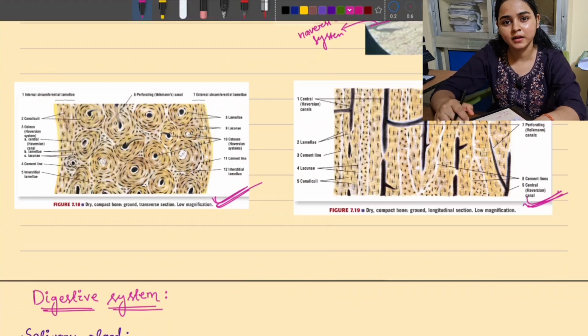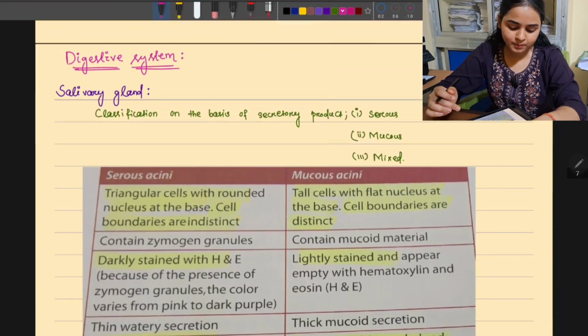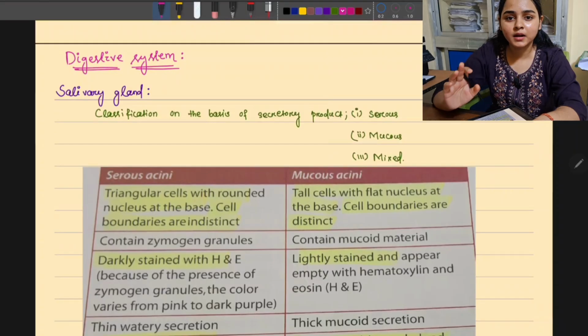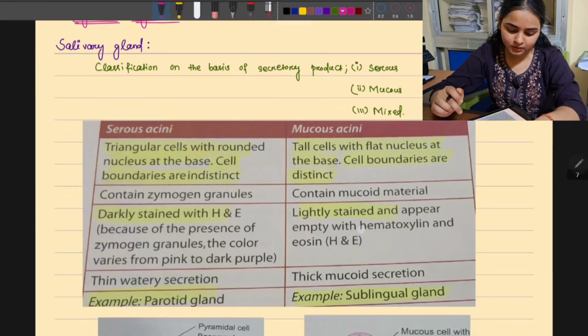Okay, now let's go to the digestive system. I have taken the biggest system in the first video itself, but I will try to complete it in as minimum time as possible. So let's get into digestive system. So I did not cover the gland part in the general histology video. So here I did the basic introduction of the gland part.